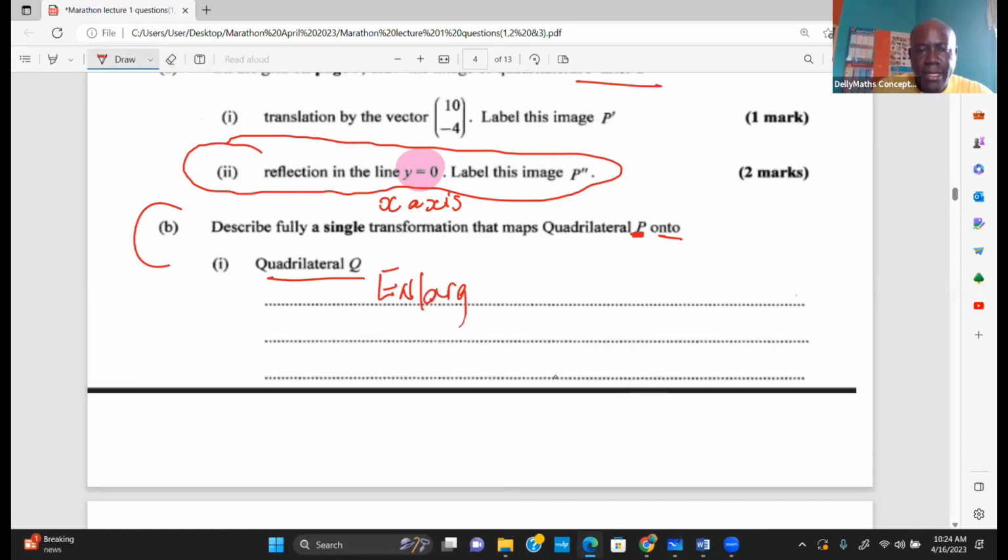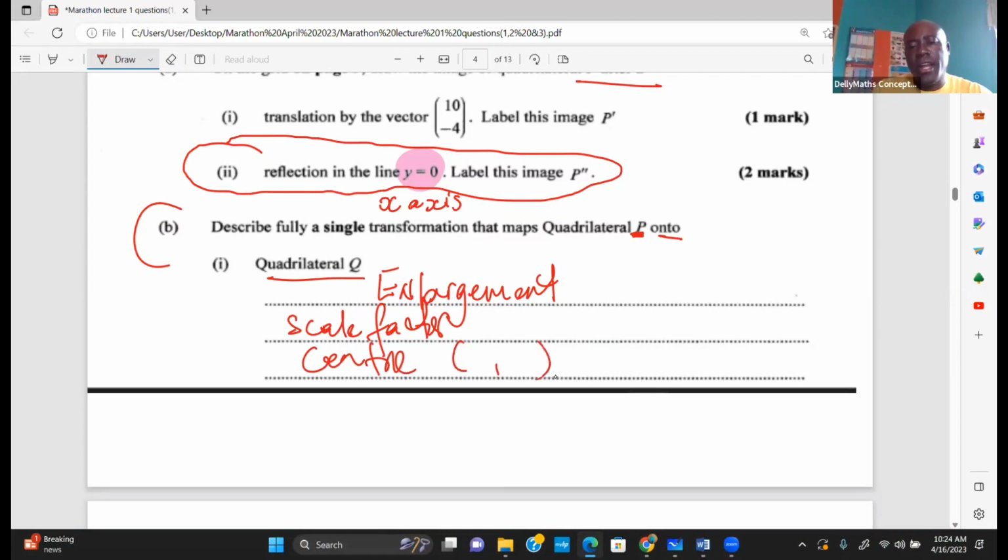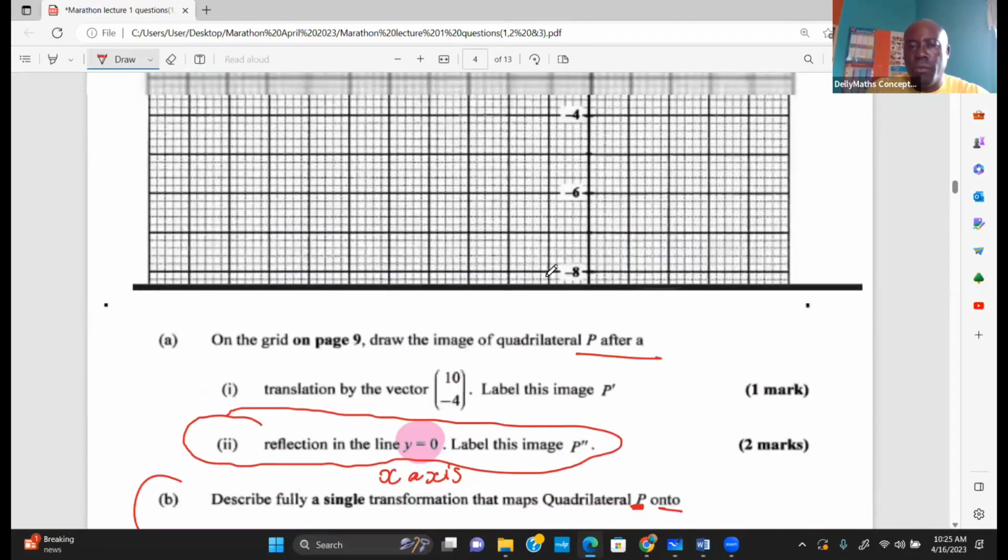So you want to tell them that it is an enlargement. You need to tell the scale factor and the center of enlargement. That's all. The center is a coordinate, and the scale factor is a number, right?